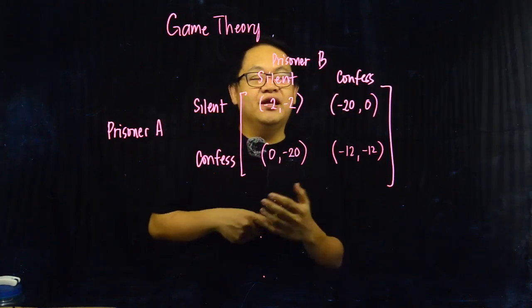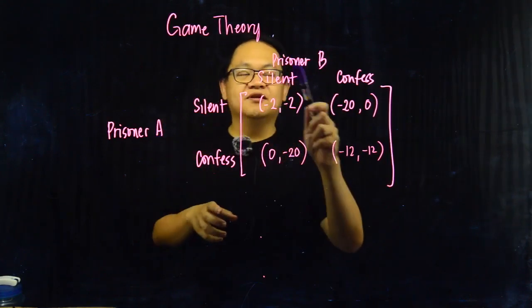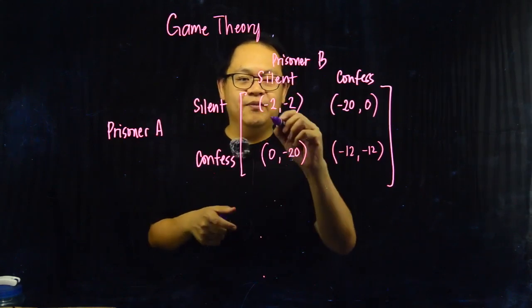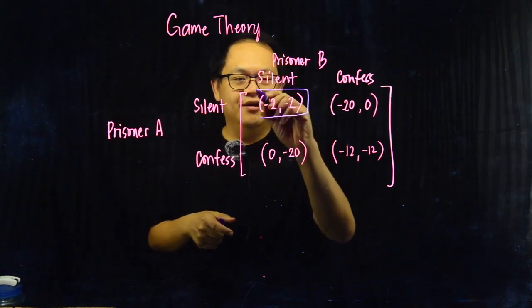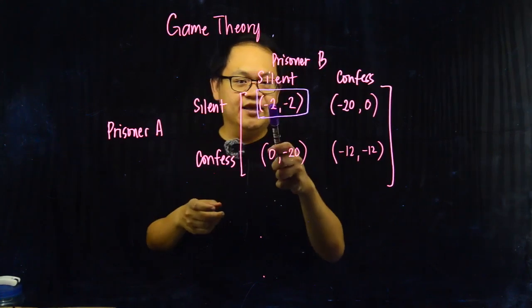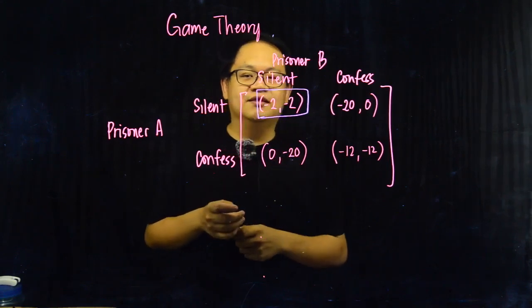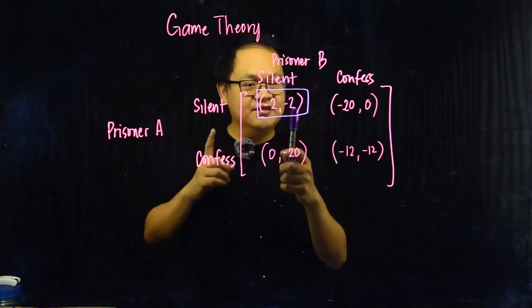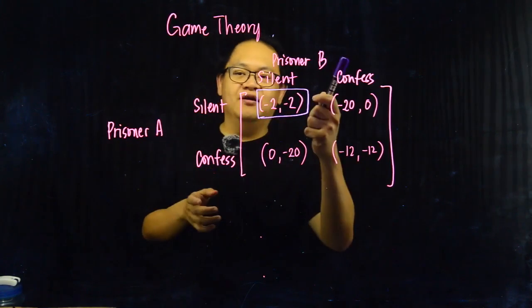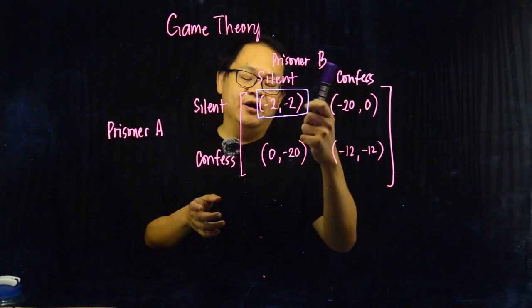if the two prisoners are both in the same room, then the optimal solution for them is to stay silent. Because by staying silent, they will just get 2 years each. Right? And because they are in the same room, it's easy for each one to know if the other prisoner is ratting him or her out.